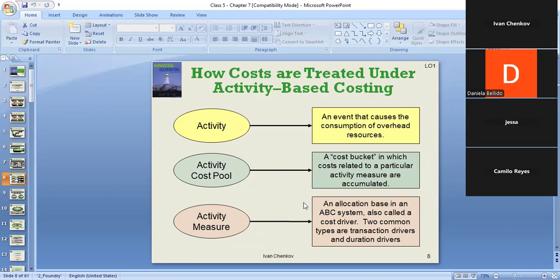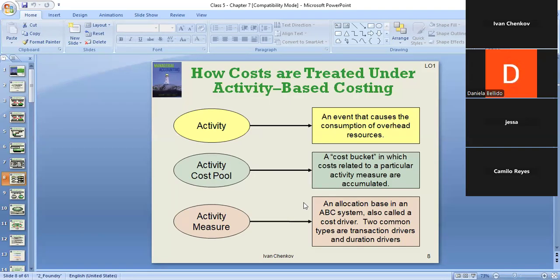Then we're going to come with the activity cost pool. What will be the activity cost pool? Activity cost pool will be the cost bucket where we're going to accumulate the costs which are related to that specific activity. Then we're going to have activity measures. How are we going to get the activity measures? By actually allocating. That will be allocation based for our activity based system, which also is going to be called a cost driver.